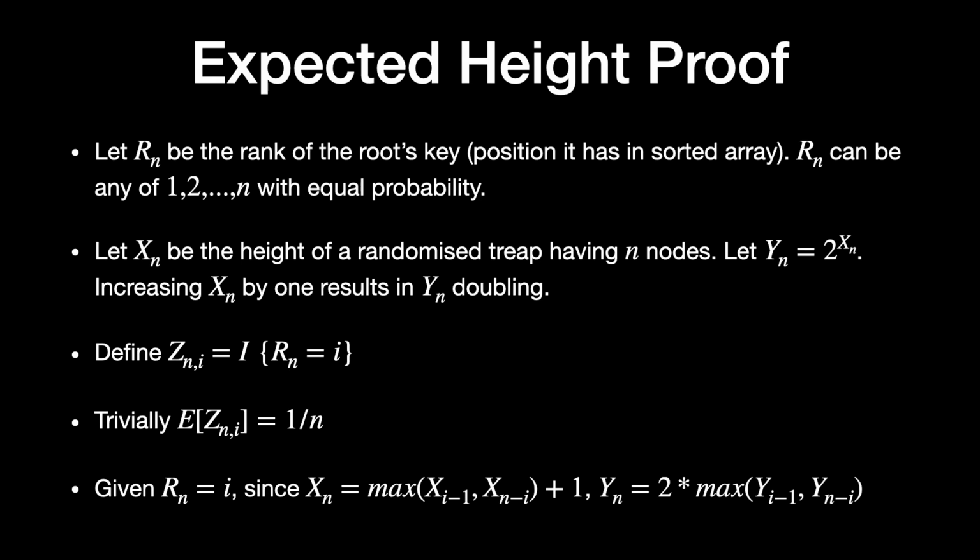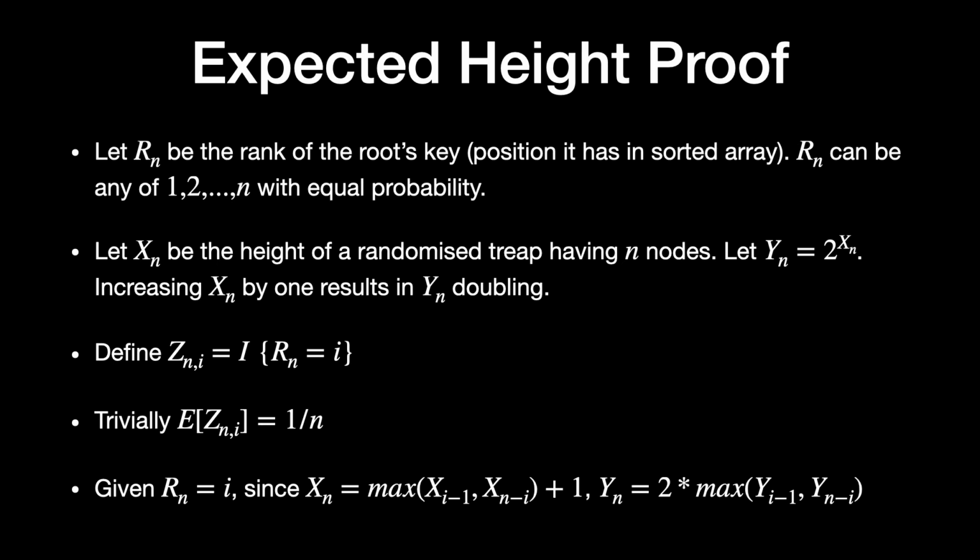Next, we create n new random variables, Zn,i, for all values of i from 1 to n. Zn,i are indicator random variables, which indicate whether Rn is equal to i. So basically, Zn,i is 1 if the ith key is the root, and 0 otherwise. Trivially, the expectation of Zn,i is 1/n, since either of the keys can be the root with equal probability. Of course, i symbolizes the rank of the key.